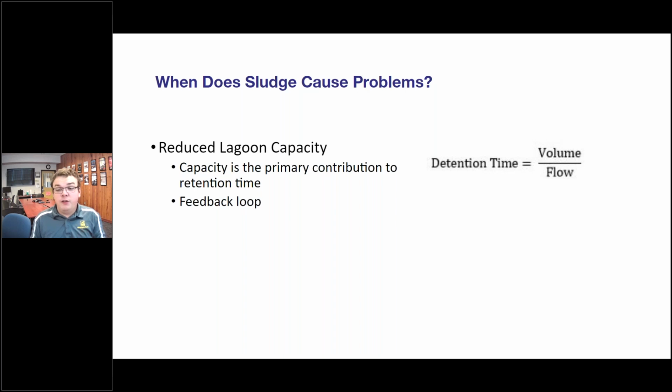So if you aren't managing this correctly, it can lead to a feedback loop where you have more sludge layer. It's reducing your lagoon volume, so it's not getting treated effectively, which further decreases your lagoon volume, and it just keeps spiraling downhill like this.